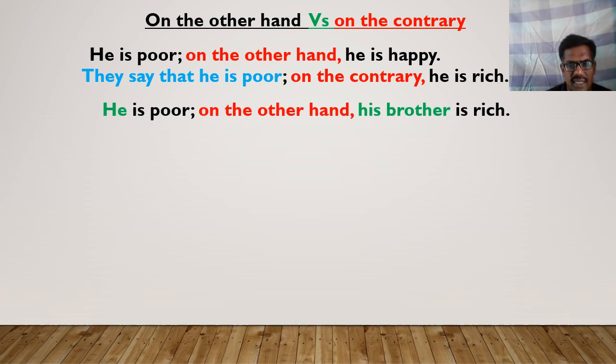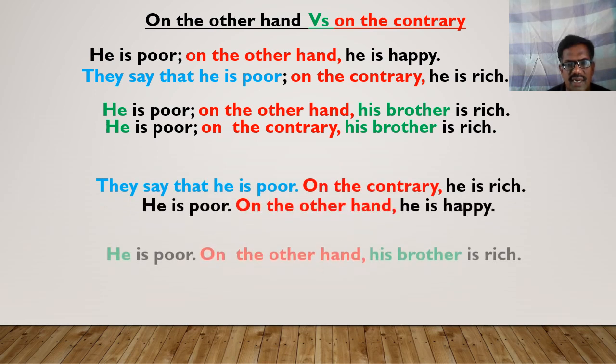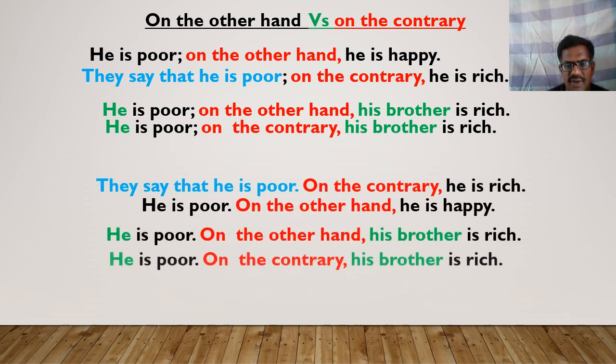Look at this another example. He is poor. On the other hand, his brother is rich. He is poor. On the contrary, his brother is rich. Here, on the other hand and on the contrary will do the same function when the two ideas have two different subjects. So here we do not find much difference when we have two subjects in two different sentences or in two different ideas. These sentences can also be written alternatively like this.